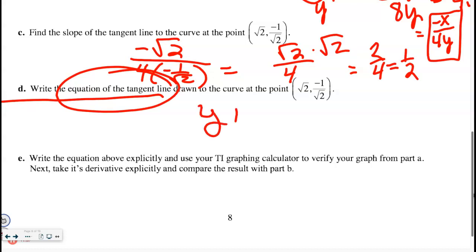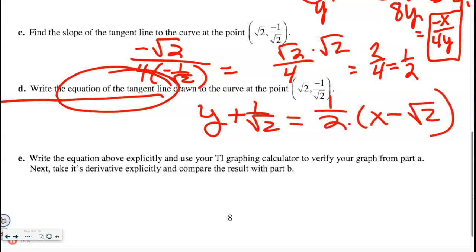It's y minus the y we know is equal to the slope there times, whoops, that wasn't my slope, is equal to the slope there times x minus the x you know. Awesome, right? Mandy, should I simplify that?